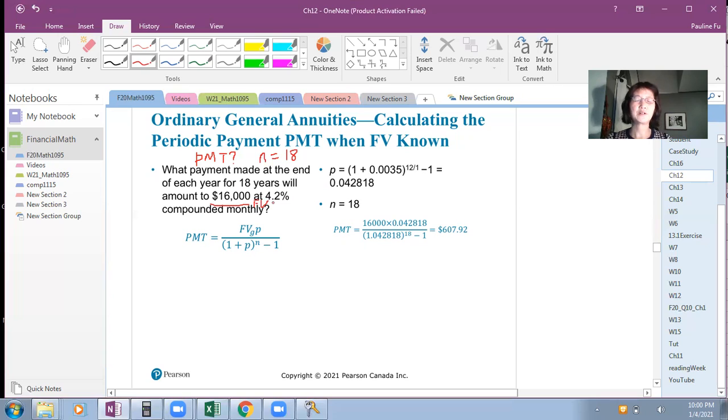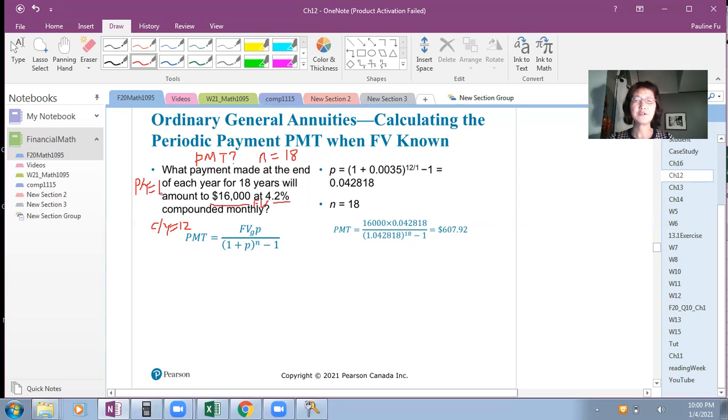And 4.2% is interest. Compounded monthly means CY equal to 12. Payment made every year means PY equal to 1. 1 year you make 1 payment.